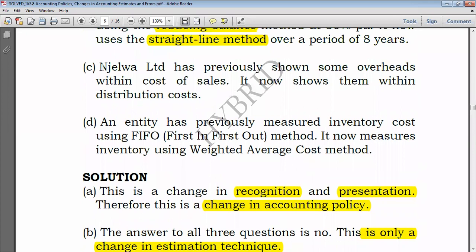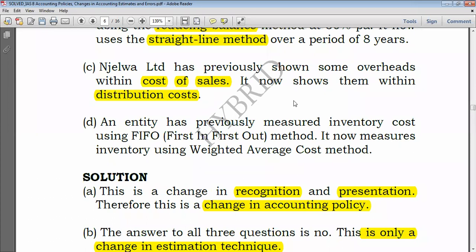C tells us that Jelua Limited has previously shown some overheads within cost of sales. So overheads were being taken to cost of sales, but now it shows them within distribution costs. So it is the same income statement. So recognition is the same, because recognition checks whether you have moved from expense to asset or asset to expense, maybe liability to income or income to liability. But now cost of sales is an expense, and distribution cost is also an expense. So they are still expensed, no problem.